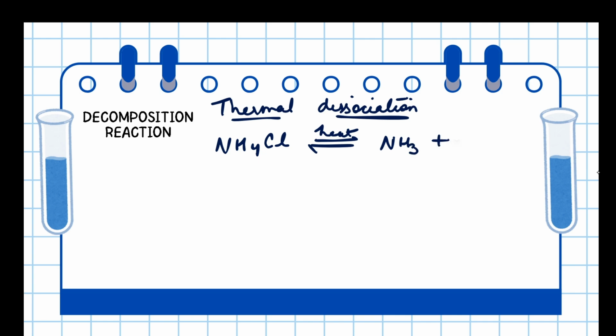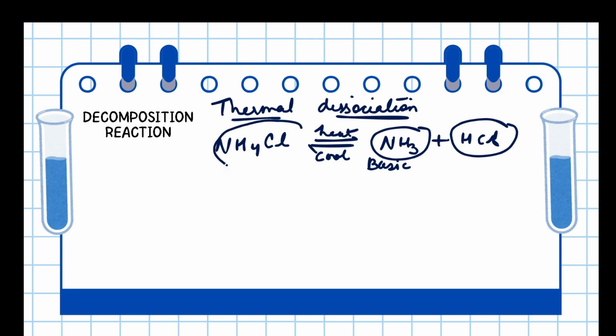One is a basic gas, the other is an acidic gas. The acidic gas is HCl, the basic gas is ammonia. The only basic gas which you have in your syllabus is ammonia gas. And on cooling, what will happen? Ammonia and HCl will combine again to form ammonium chloride.